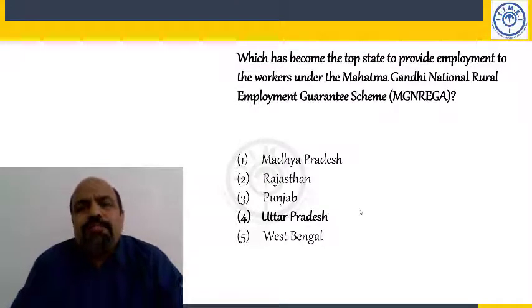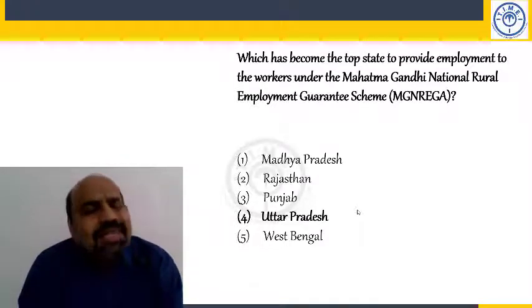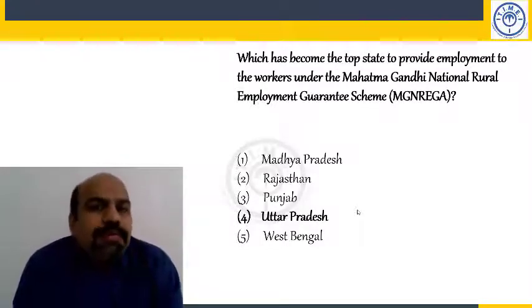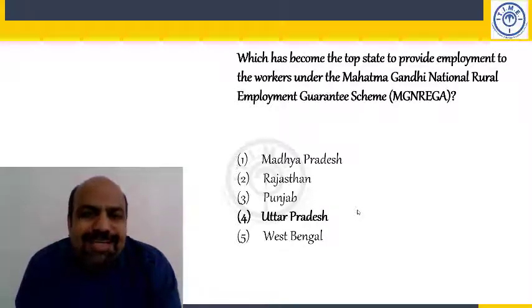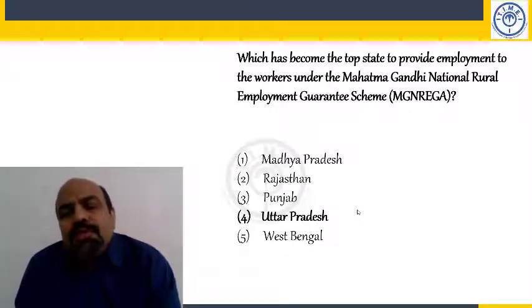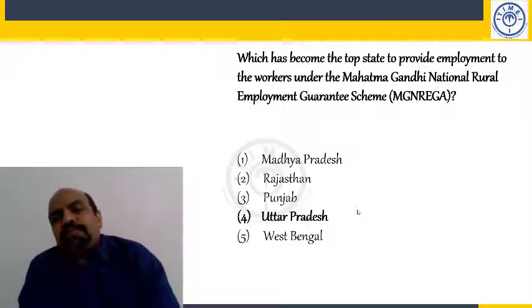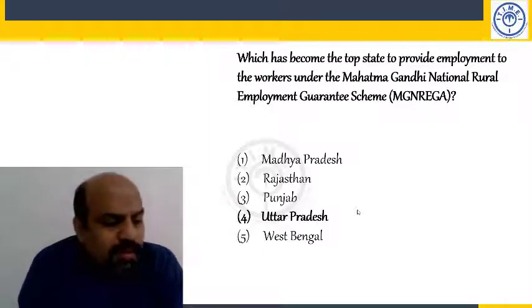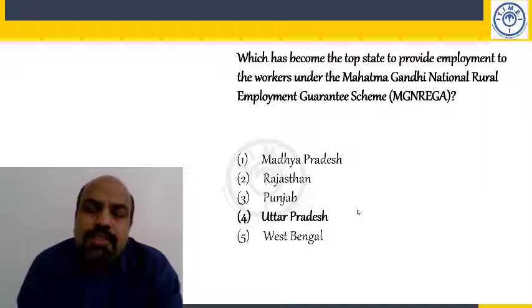Which has become the top state to provide employment to workers under the Mahatma Gandhi National Rural Employment Guarantee Scheme? Uttar Pradesh. Under this scheme, 100 days of employment is guaranteed to at least one member of a rural household.